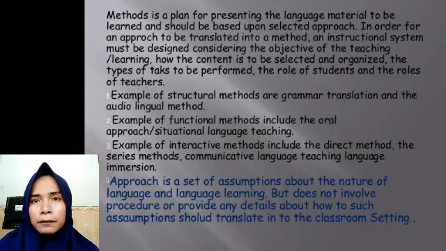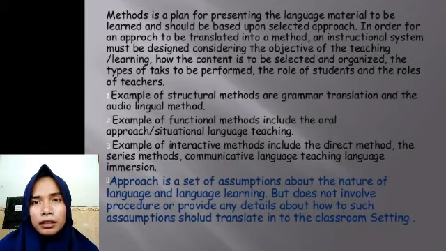The first example, structural methods, are grammar translation and the audio-lingual method. The second example, functional methods, includes the oral approach and situational language teaching. The third example, interactive methods, includes the direct method, the series method, communicative language teaching, and language immersion.